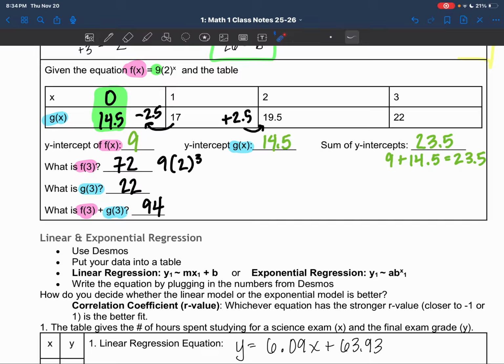And then it says here, y-intercept there, and do the sum of the intercepts. So you're taking this y-intercept, and you're going to get that y-intercept. So it's just using all the information that we've known.